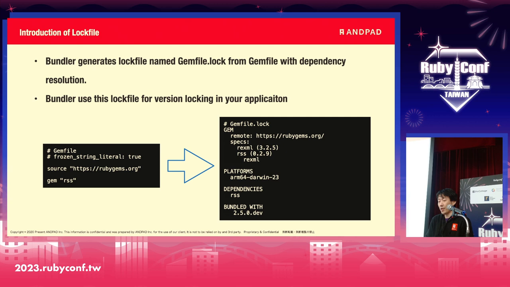This example shows arm64-darwin-23. 23 is the Sonoma version of macOS. So finally, the lock file has the version of Bundler used when the lock file was generated.